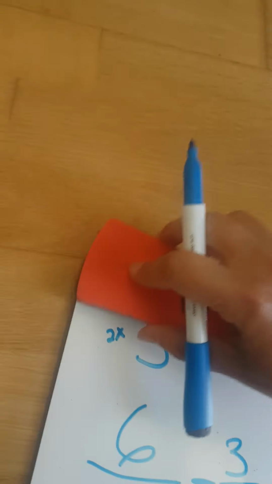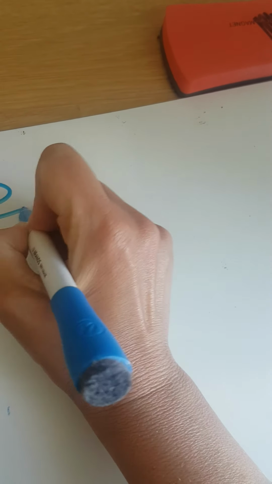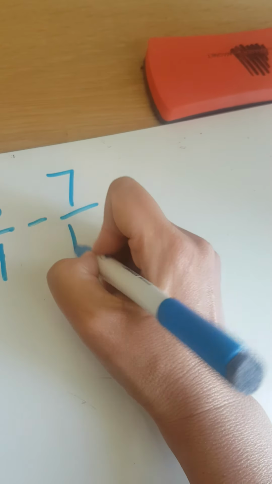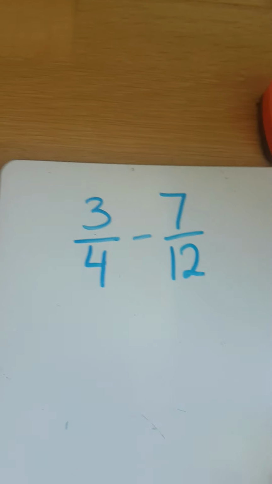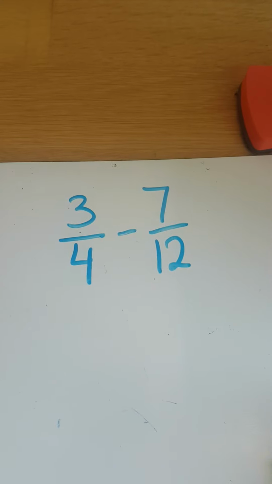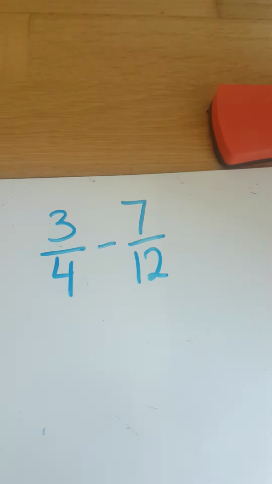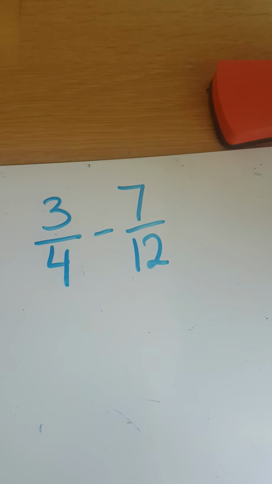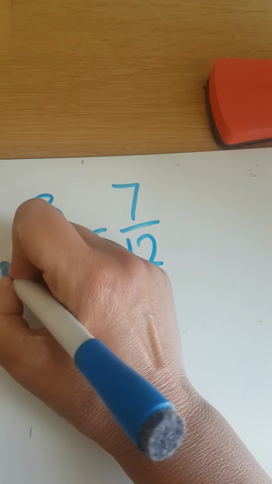Let's look at one more subtraction type problem. All right, 3/4 minus 7/12. Well, I need to get my common denominator. What do 4 and 12 both have in common? Well, they both have 12 in common. So 4 times what equals 12?